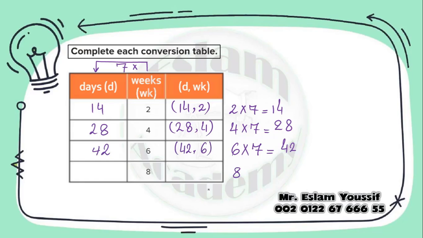Now we have 8. 8 multiplied by 7 equals 56. So the answer will be 56. For each 56 days, the answer will be equal to 8 weeks. The order is important. It's given here. The first number here will be the days and the second number will be the number of weeks.